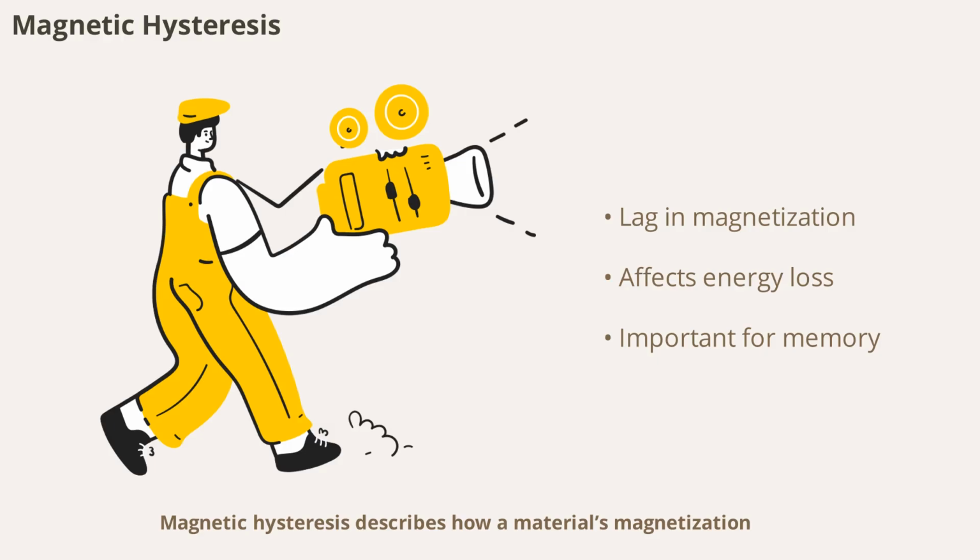Magnetic hysteresis describes how a material's magnetization lags behind changes in the external magnetic field. This property is important in designing transformers and memory devices as it affects energy loss and data retention. Materials with low hysteresis are preferred for efficient energy transfer.